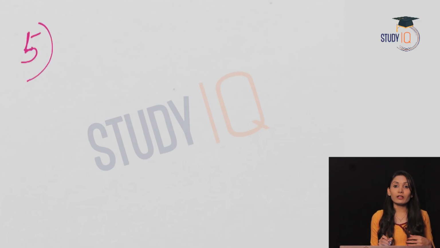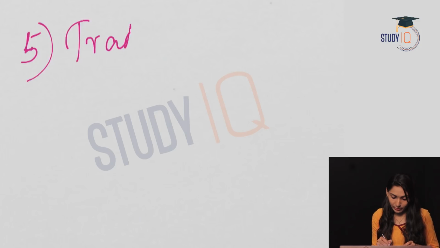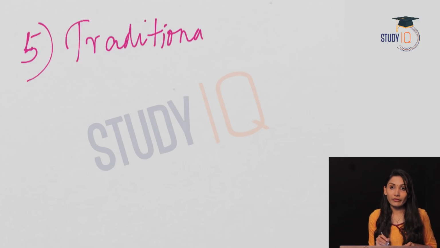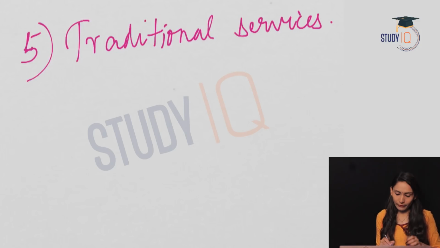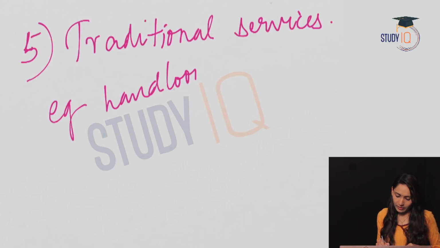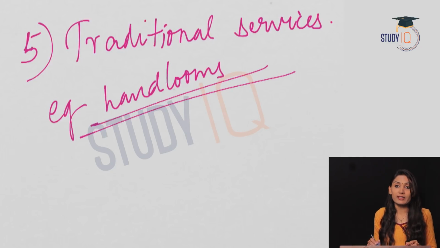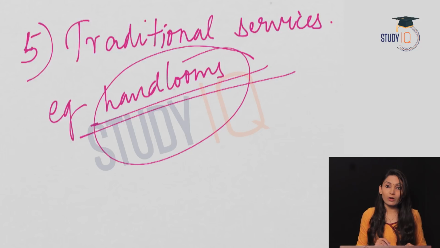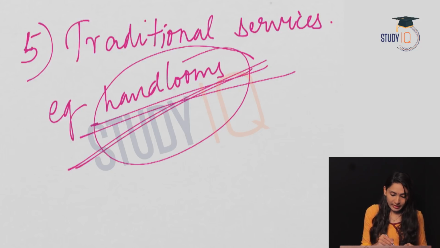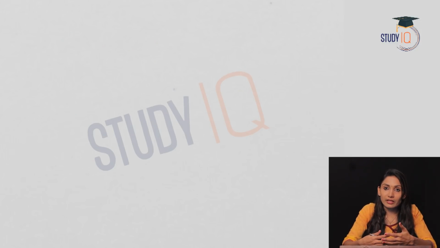The next reason for jobless growth in the economy was the loss of employment in traditional services. For example, Indian handlooms. With the adoption of modern technology, the handloom industries lost their relevance. So these are the reasons for jobless growth in the Indian economy which we have discussed now.